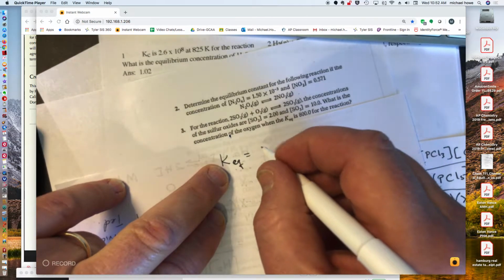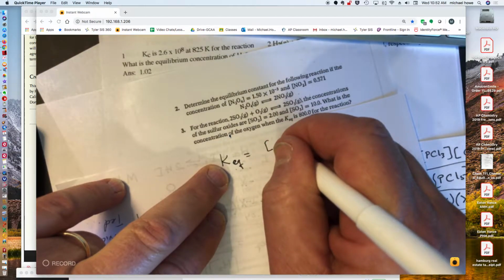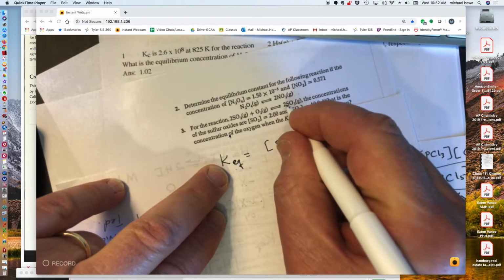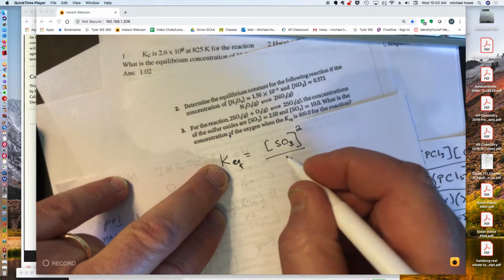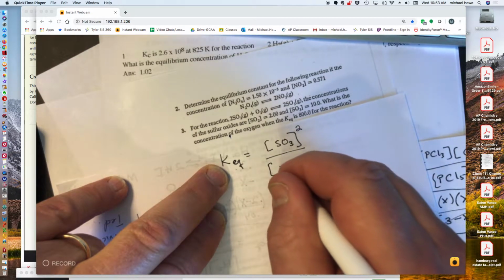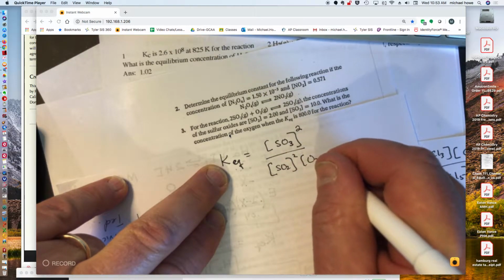All right, so Keq is equal to the SO3 concentration. Remember, the concentrations mean moles per liter. There's a 2 in front, so there has to be a square up here in our equilibrium expression. This is a review of last Friday. Then we have SO2, and that has to be squared, and the oxygen is not squared.